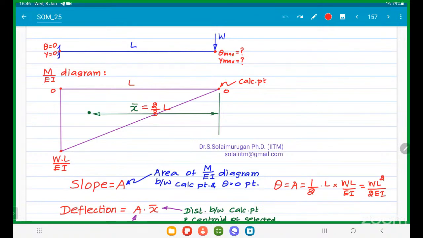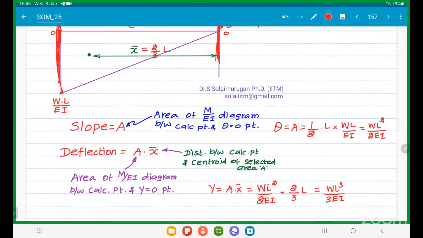Now come to the M by EI diagram. This is the calculation point, right? First calculation, slope. The area of the M by EI diagram between the calculation point and the slope equal to 0 point is nothing but the slope at the calculation point. Sir, what is the formula?